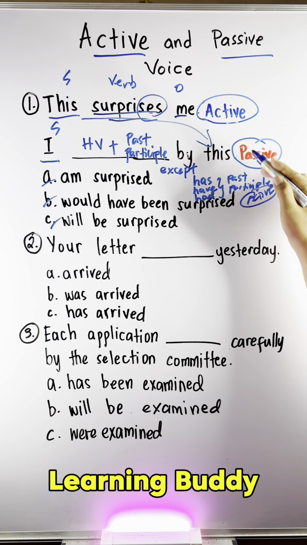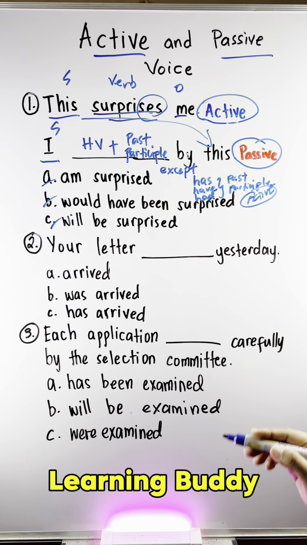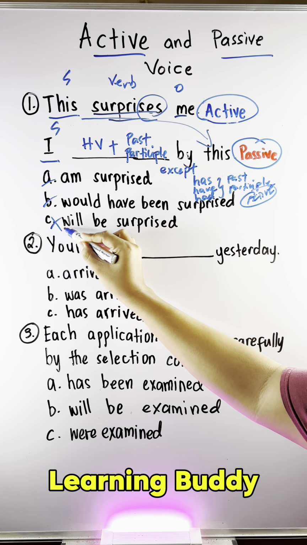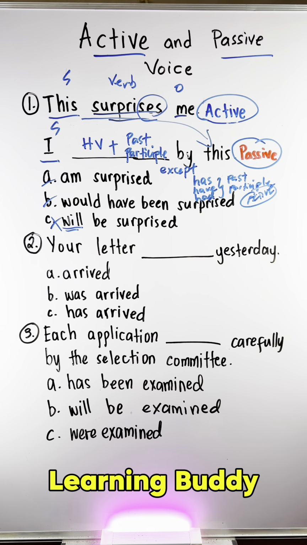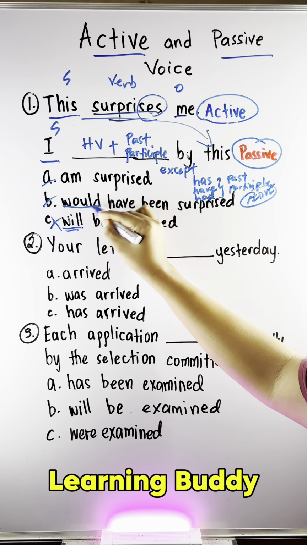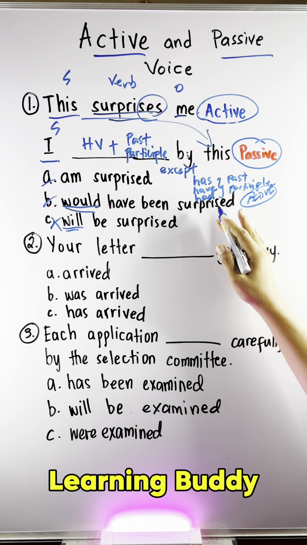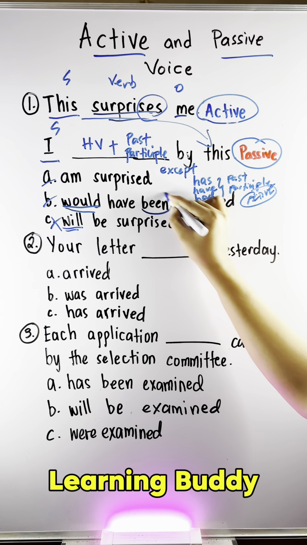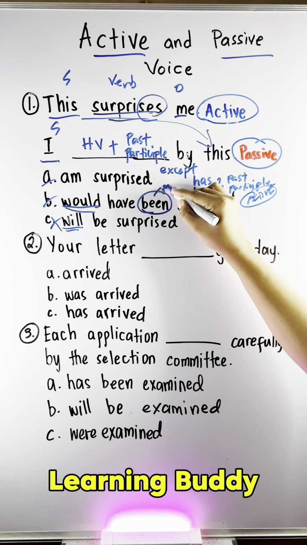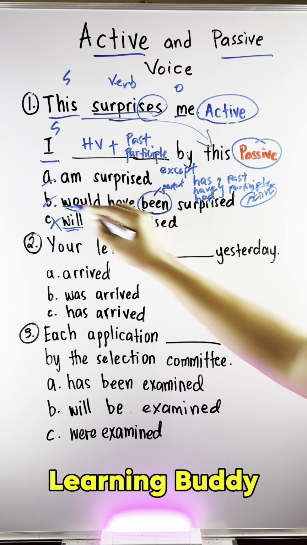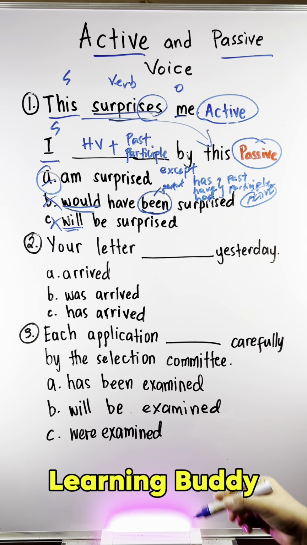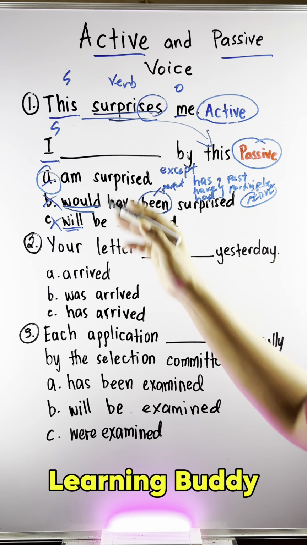Since the tense of the verb is present simple, we will not be answering letter C. For this helping verb, the modal verb will is used in future tenses. Now let's take a look at choice B. Is this the answer? The word been tells us that the action was completed in the past. The tense of letter B is past conditional. The answer is letter A.